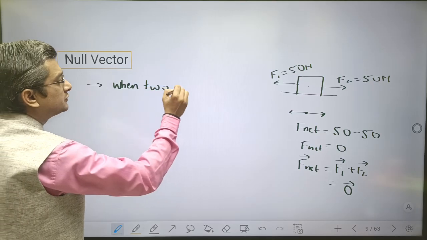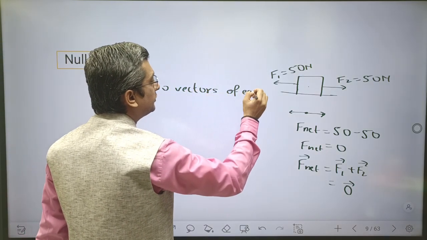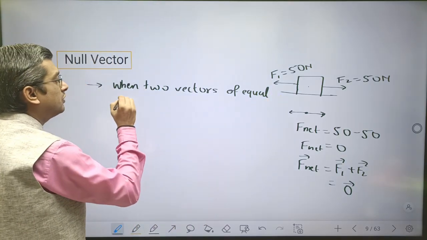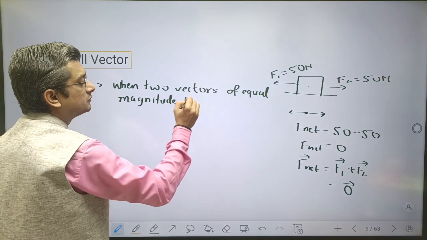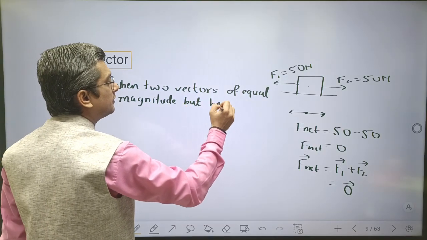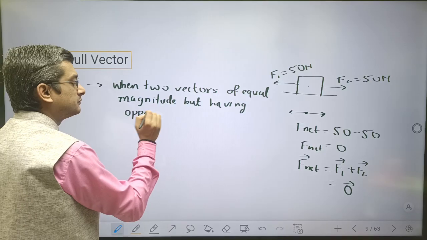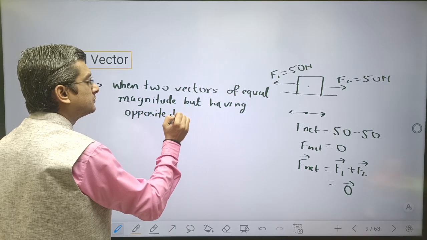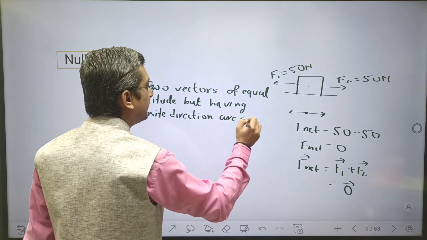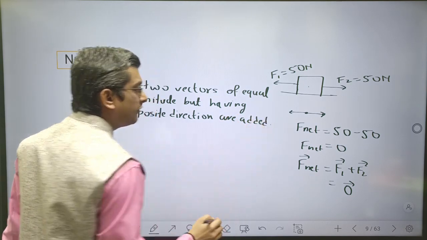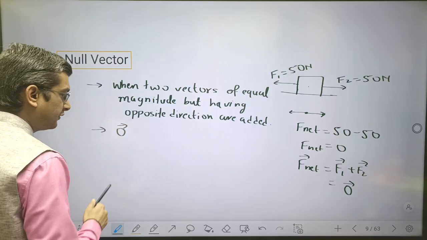when two vectors of equal magnitude but having opposite direction are added. So null vector is obtained, isn't it? So it is represented by 0, isn't it?